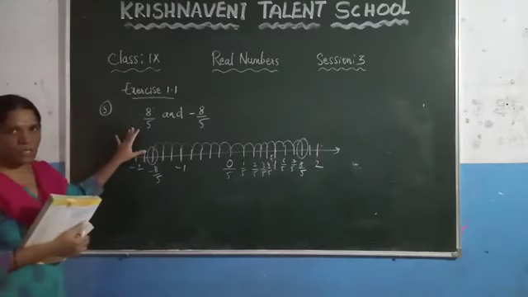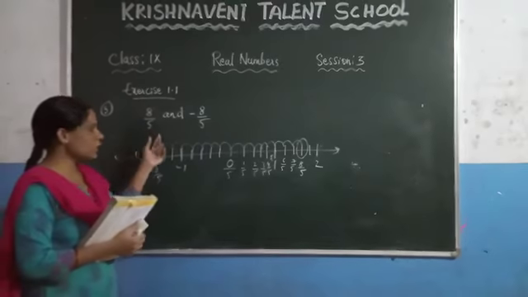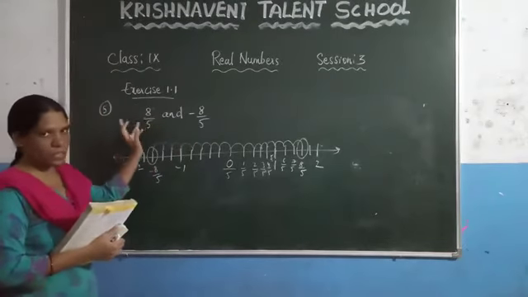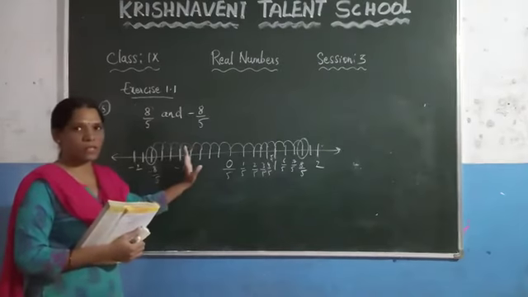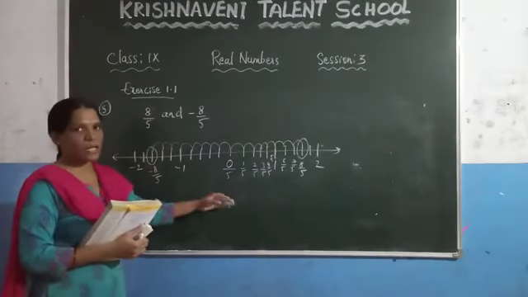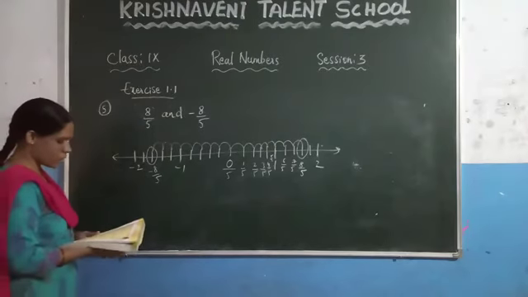If you are given any rational number, you just have to check the denominator, divide that into equal parts, and after that check the numerator and go that many steps on the number line. If it is a positive number, you go to the right side, and if it is a negative number, you go to the left side. Now see the next question.